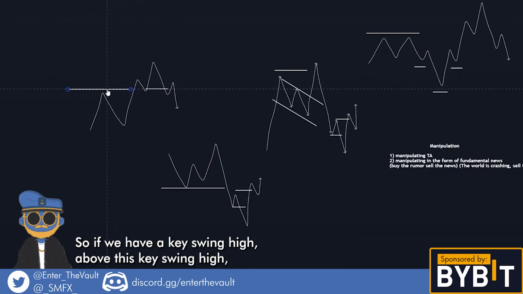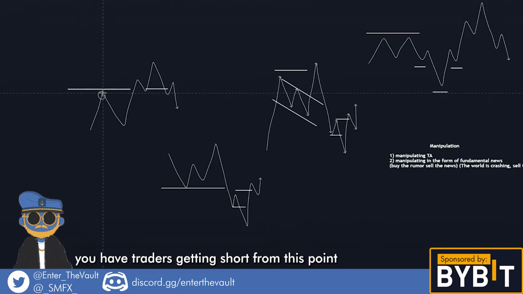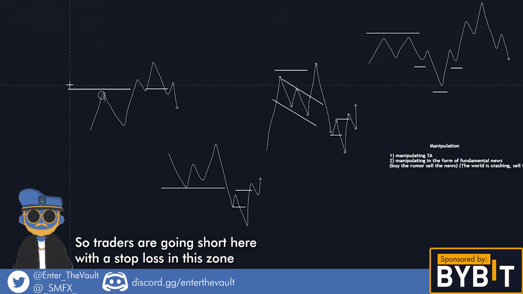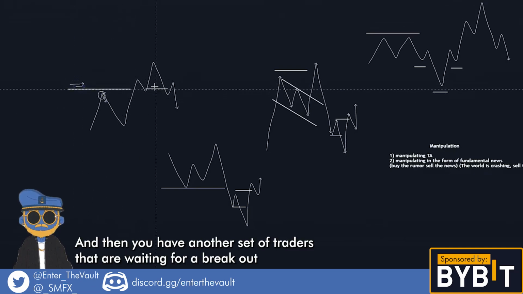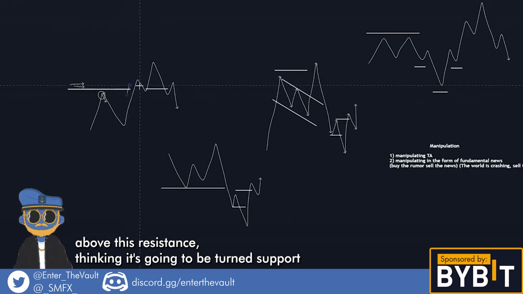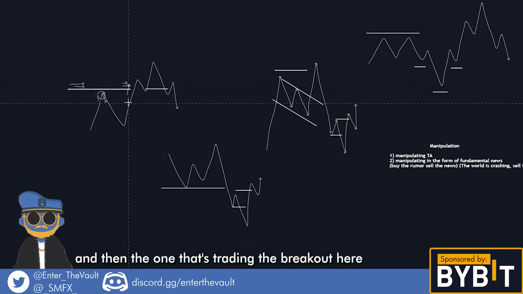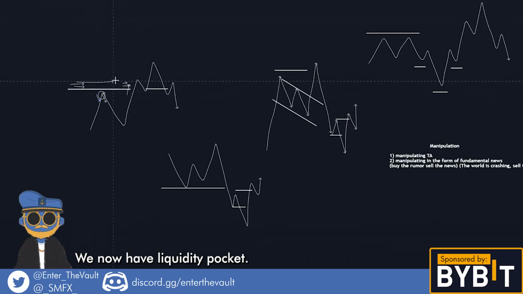So if we have a key swing high, above this key swing high you have traders getting short from this point, thinking that price is going to go down and that this is an area of resistance. So traders are going short here with their stop loss in this zone. And then you have another set of traders that are waiting for a breakout above this resistance, thinking it's going to turn into support. With the two kinds of traders here, the one that's entering short and the one that's trading the breakout, we now have a liquidity pocket.